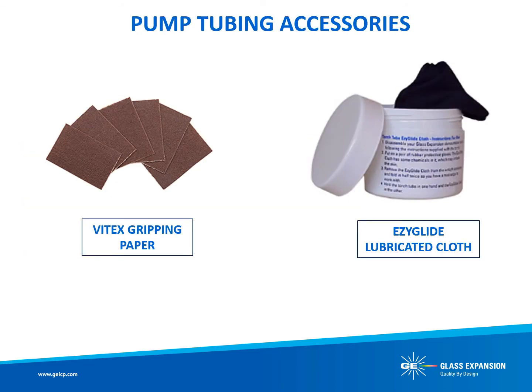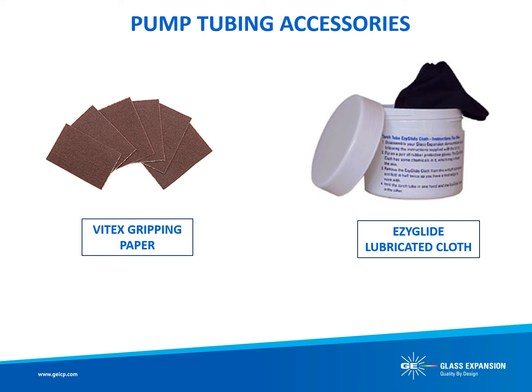Two accessories that help with peristaltic pump usage are Vitex gripping paper and Easy Glide lubricated cloth. As mentioned in the previous slide, it can often be difficult to insert the sample capillary tubing into the peristaltic pump tubing. A Vitex gripping paper allows you to grip the smooth surface of the capillary tubing to fully insert it into the peristaltic pump tubing without crimping or creasing.